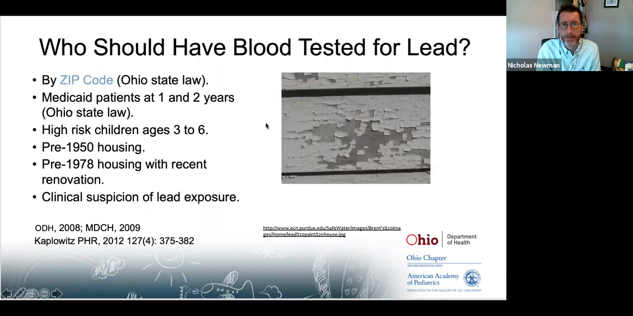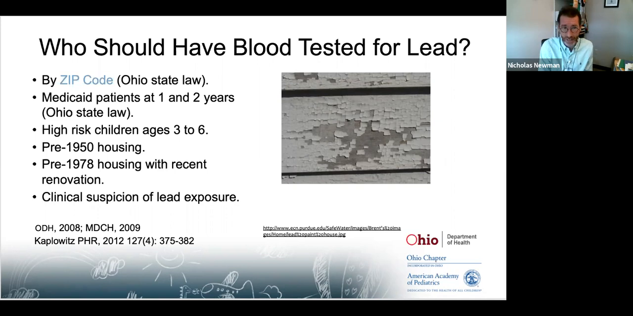So by state law, there's the zip code high risk map, and then children who are insured by Medicaid at age 1 and 2. And if there are other things going on, like if their children are otherwise high risk, let's say maybe they were never tested at 1 and 2, or you don't know whether they were tested, I would test them, because the data that we have locally would say that they're actually higher risk than some of the other kids because some of them have fallen through the cracks.